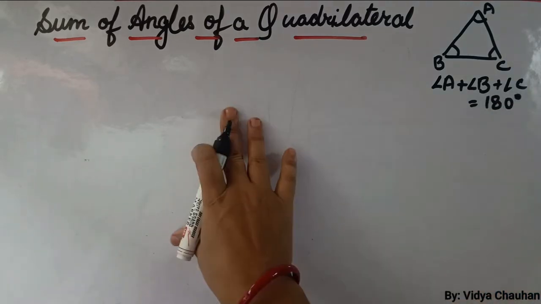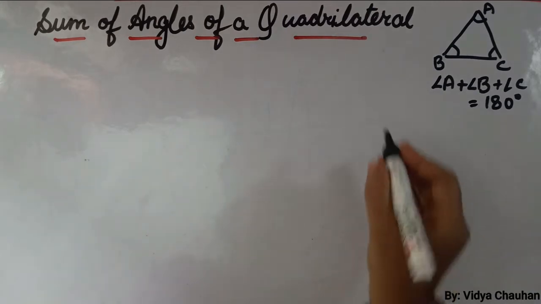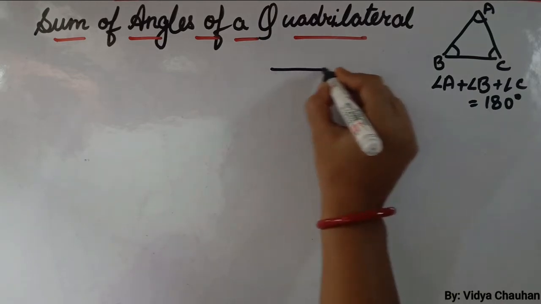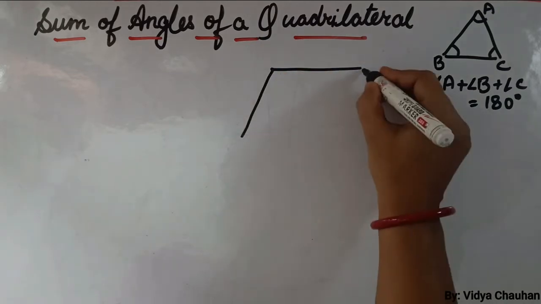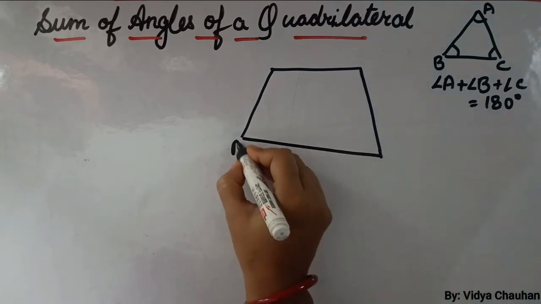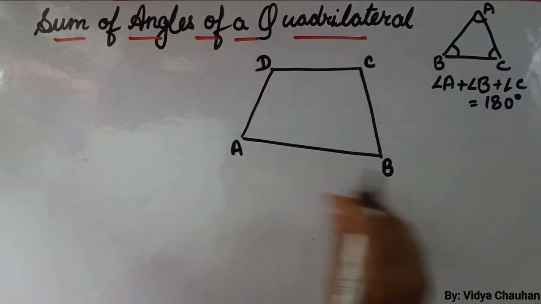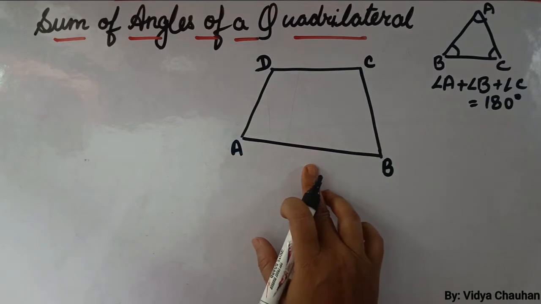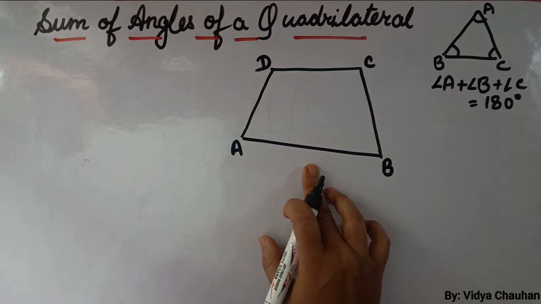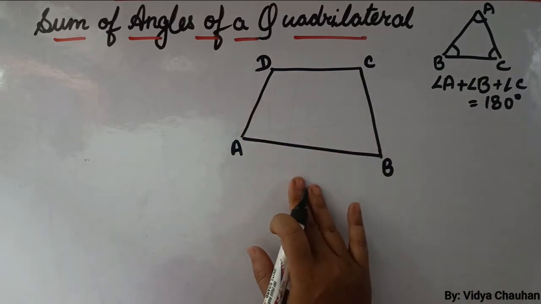Now here we will discuss what the angle sum property of a quadrilateral is. So for that, let us draw a quadrilateral. Suppose this is the quadrilateral and I'll name it A, B, C, D. So this is our quadrilateral ABCD, whatever the shape is. The quadrilateral can be a square, a rectangle, a parallelogram, a rhombus or a trapezium. So that means any shape. Here I have considered this kind of quadrilateral.